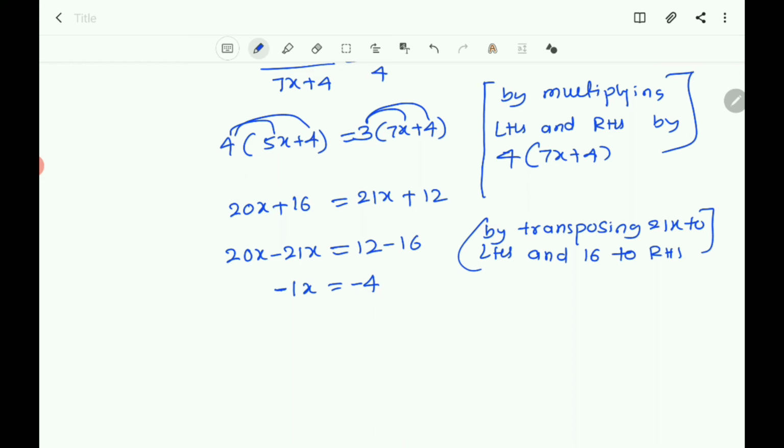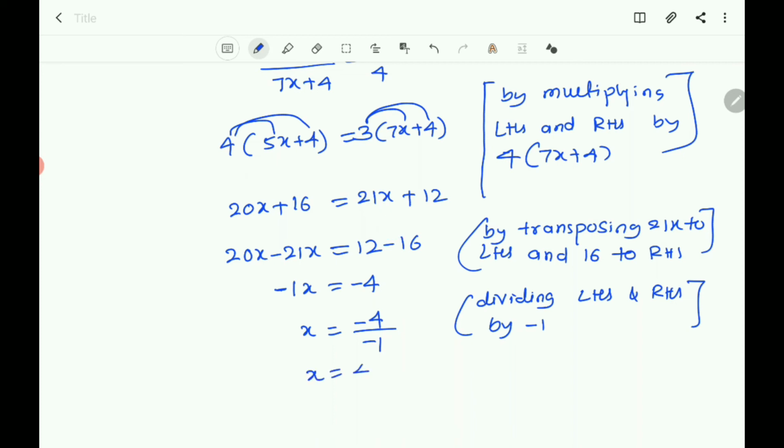So here again we have to cancel minus 1. Then it becomes x equals minus 4 by minus 1. So what have I done here? Dividing LHS and RHS by minus 1, that is nothing but transfer of minus 1 to RHS. Then x becomes equal to 4.